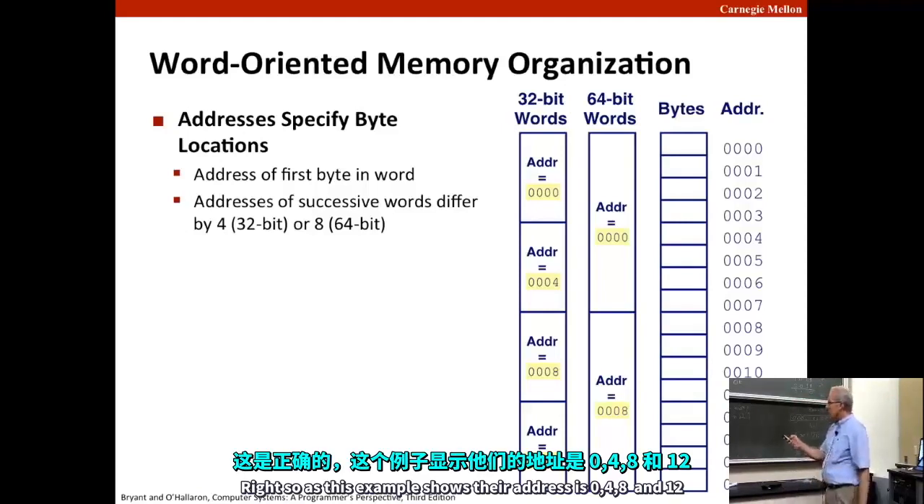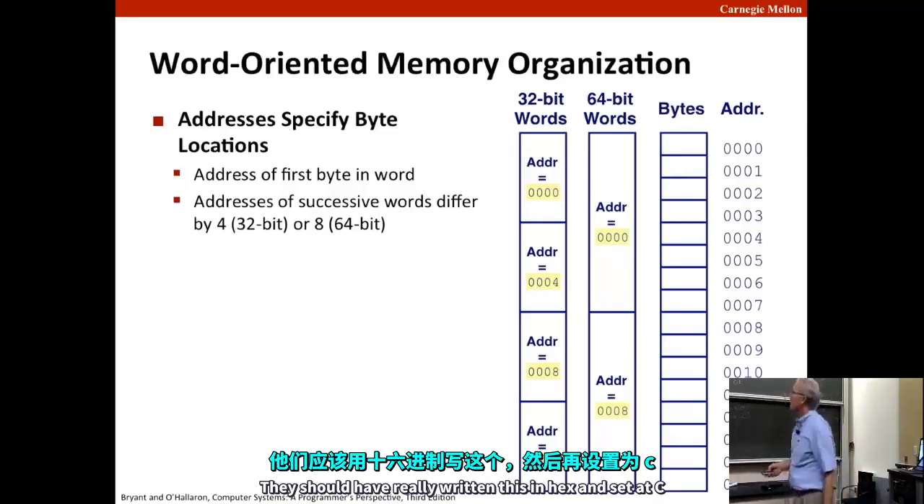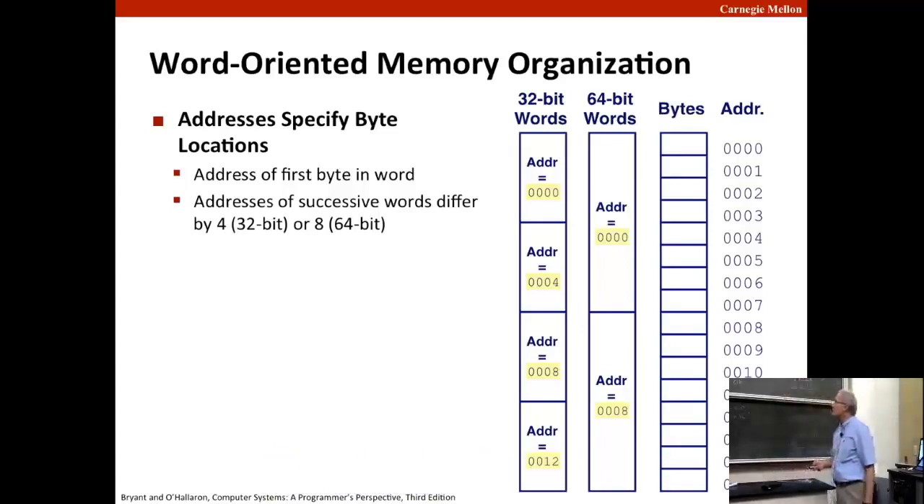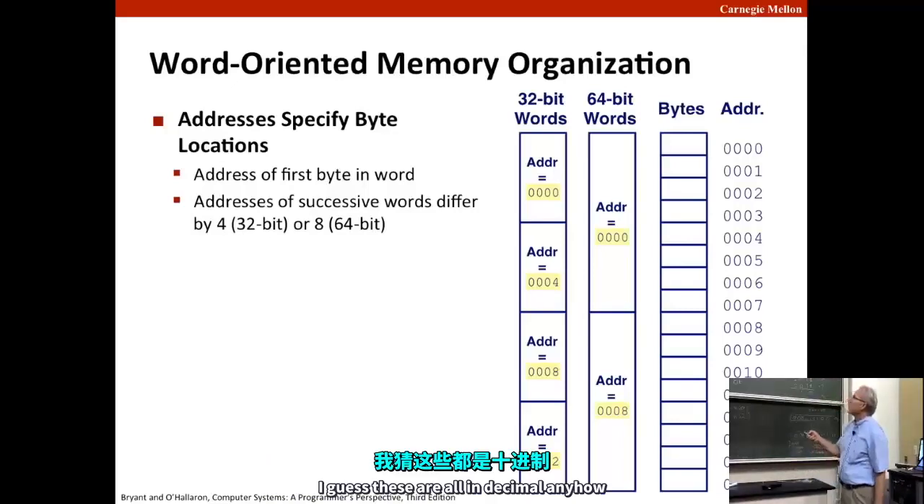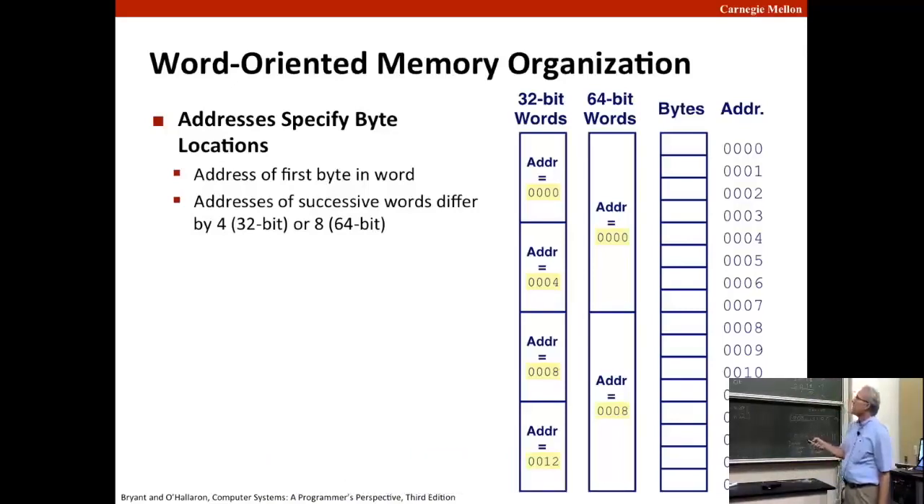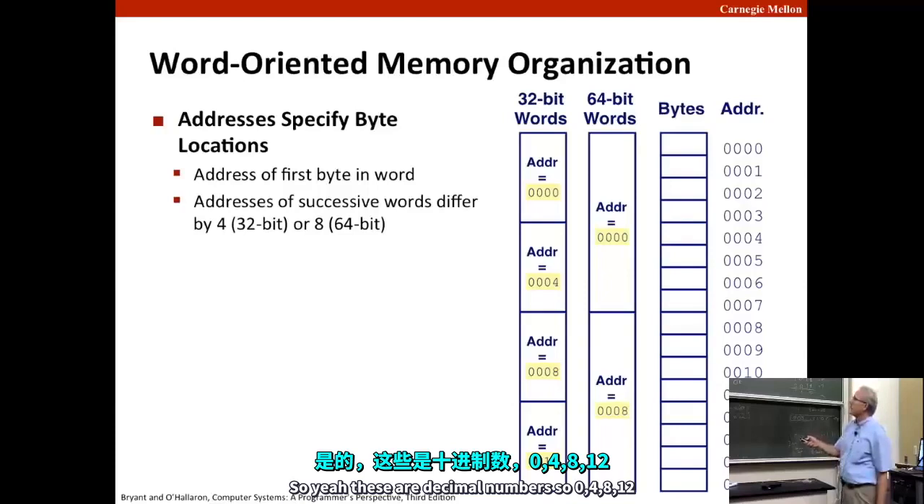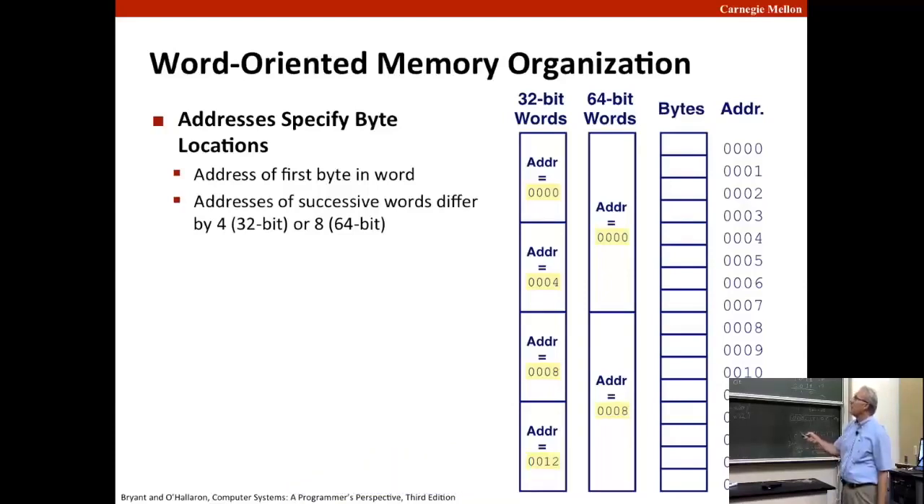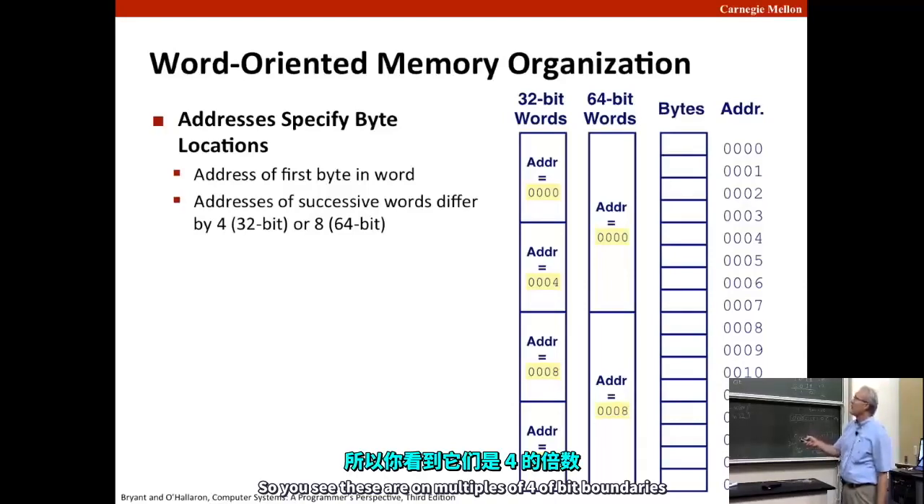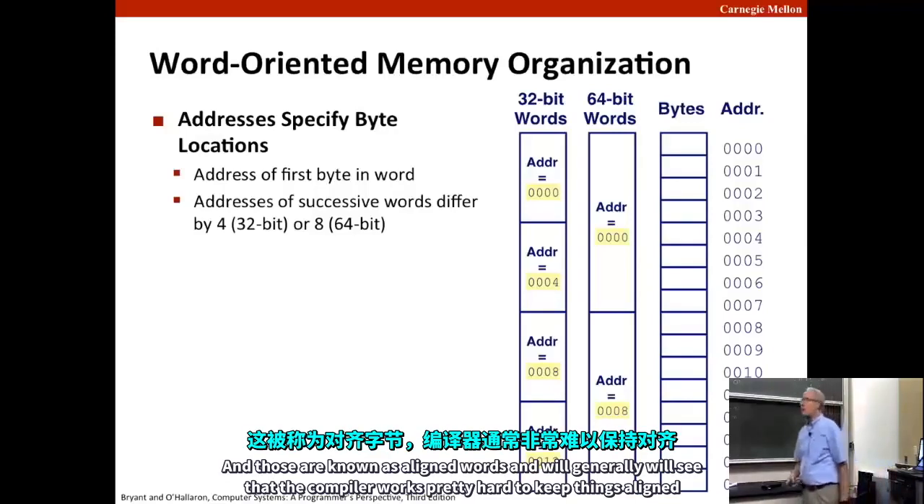Right, so as this example shows, their addresses are 0, 4, 8, and 12. They should have really written this in hex and said it's C. I guess these are all in decimal anyhow. So 0, 4, 8, 12. So you see these are on multiples of 4 byte boundaries. And similarly, the 64-bit words are on multiples of 8. And those are known as aligned words.